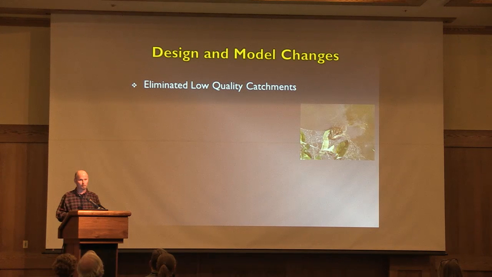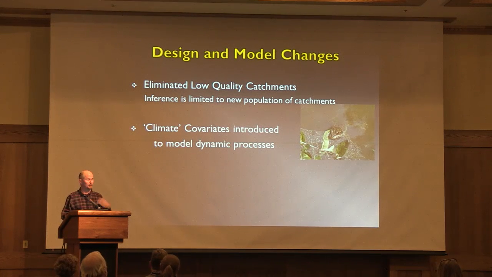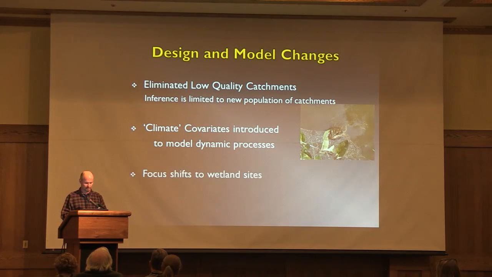So first of all, we eliminated low quality catchments, which means we've really changed our population of inference. So we're no longer inferring to all catchments in the park system. We're going to infer to the medium and high quality catchments in the park system. Second, we've introduced some climate covariates. Precipitation is one of those, runoff, evapotranspiration, cumulative growing degree days. Those are variables that Dave Toma, one of my co-authors, produces, those estimates that allow me to do the modeling that I do with the occupancy. We shifted our focus away from catchments and toward wetland sites, and so that's really changed sort of what we're doing as well.